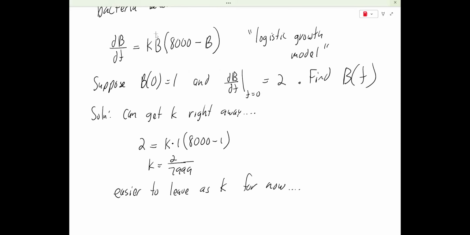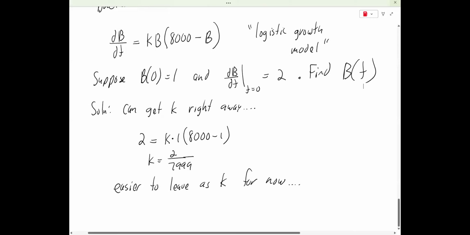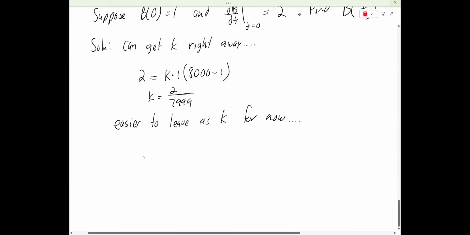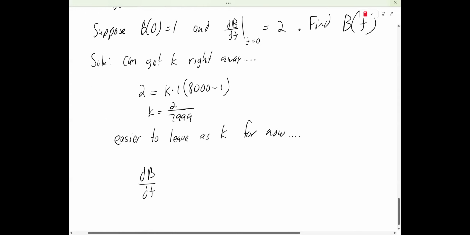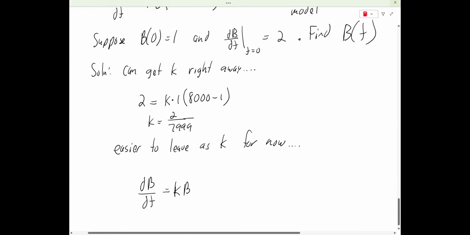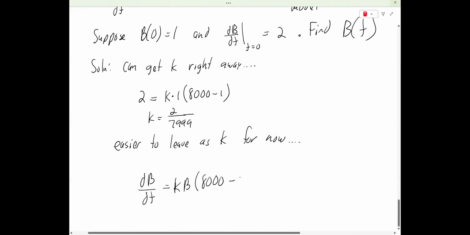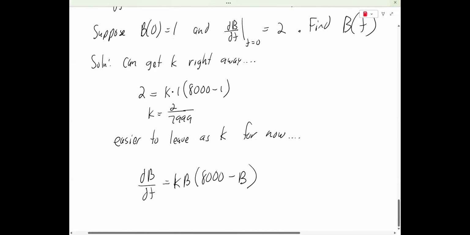Okay, so we got the value of K already. We know what it is, but I'm just going to use the letter K for a while here. Now this equation up here, so let's start working the equation now. So I'll write it back down here, right? We got dB dt, we got to solve this differential equation, equals KB times 8,000 minus B, like this.